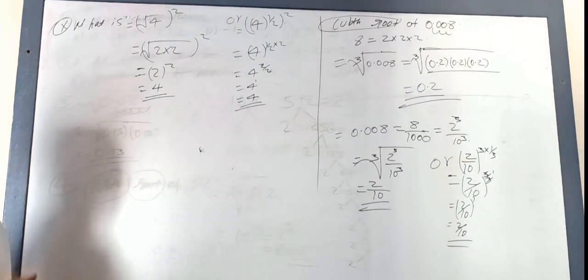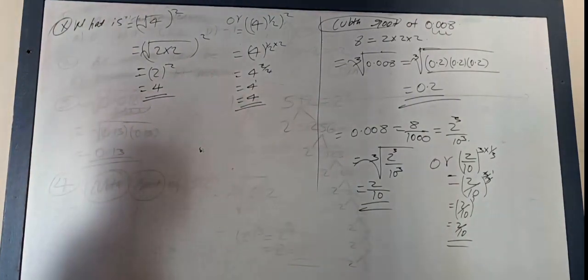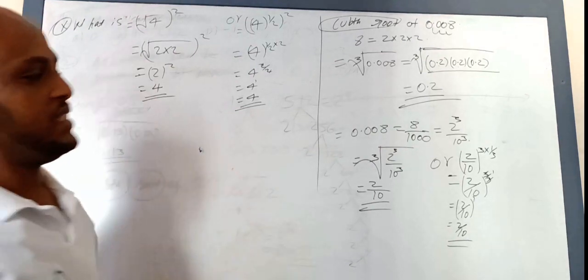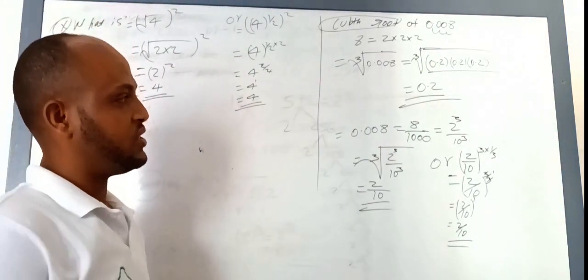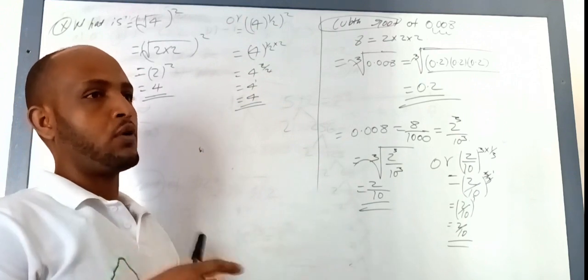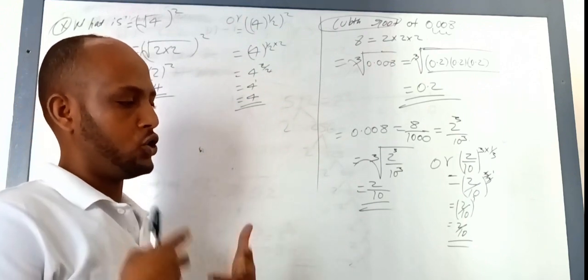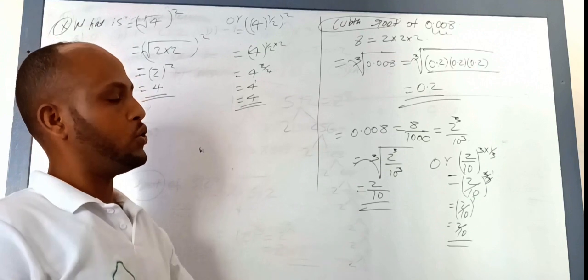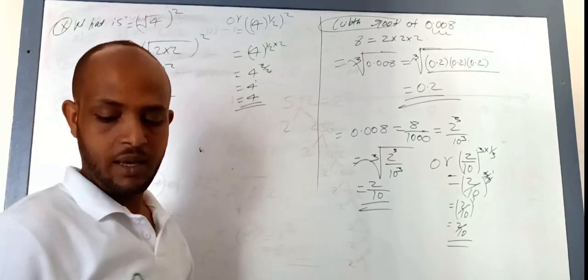So that is how you do this type of question. You should factorize to get the numbers. Then if it is a square root, you take out 1 from the repeated 2 numbers. If it's a cube root, you take out 1 from the repeated 3 numbers.